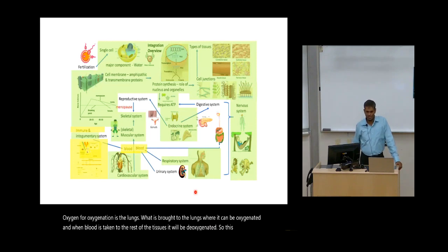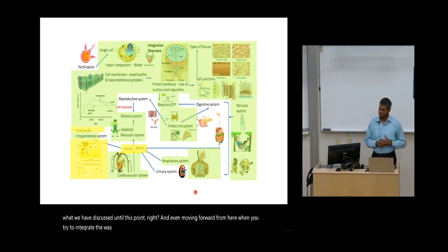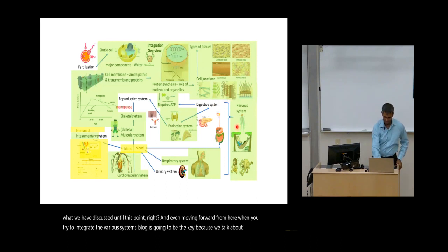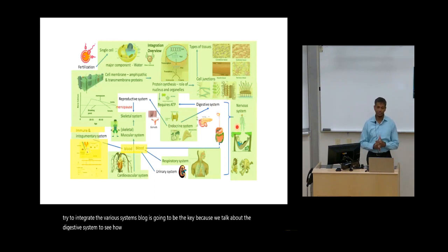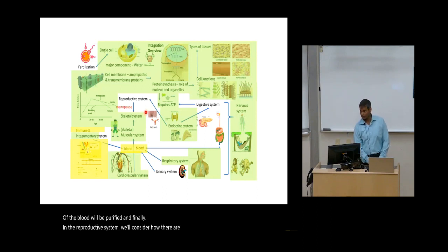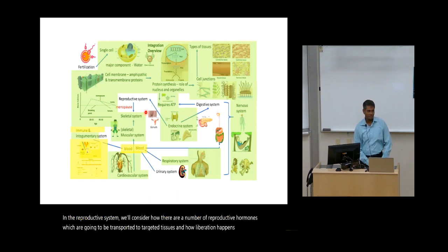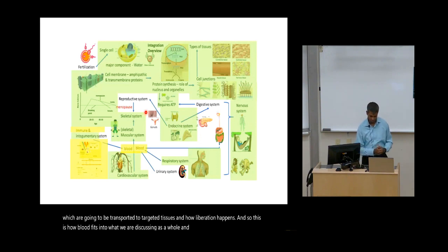So this brings us to what we have discussed until this point, right? And even moving forward from here, when you try to integrate the various systems, blood is going to be the key, because we'll talk about the digestive system to see how the nutrients enter into the bloodstream. We'll see in the urinary system how the blood will be purified, and finally in the reproductive system we'll consider how there are a number of reproductive hormones which are going to be transported to target tissues and how reproduction happens, right? So this is how blood fits into what we are discussing as a whole in this semester.